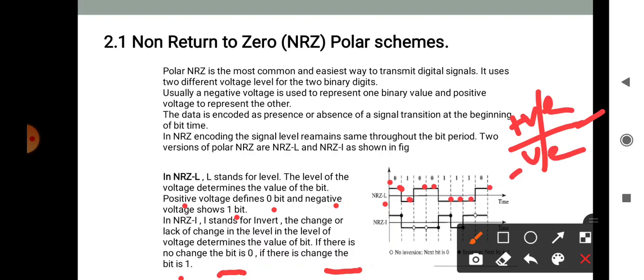Then second is NRZ-I. This is the invert scheme. The invert scheme has a rule that is no change, the bit is 0, and if there is any change, then the bit is 1.